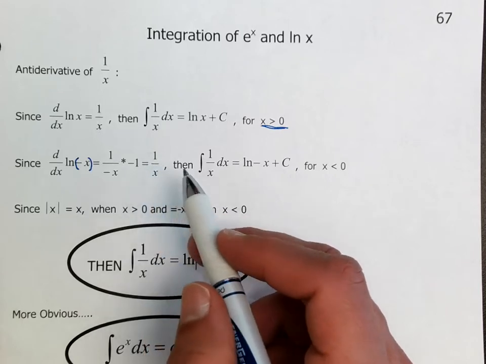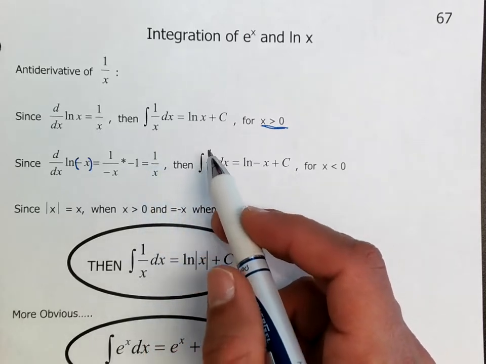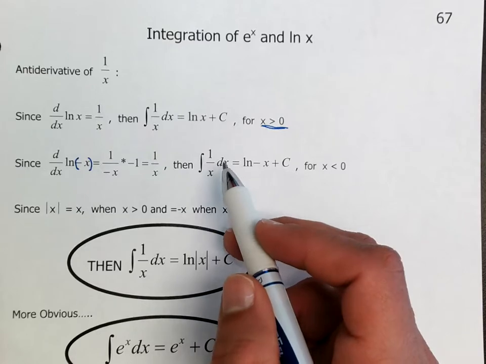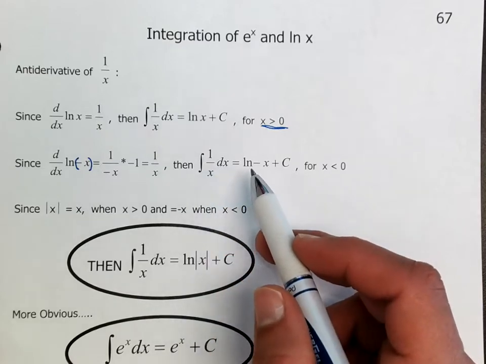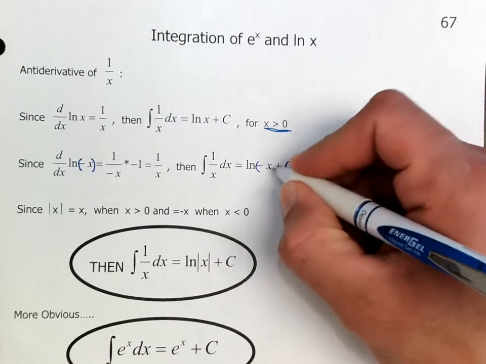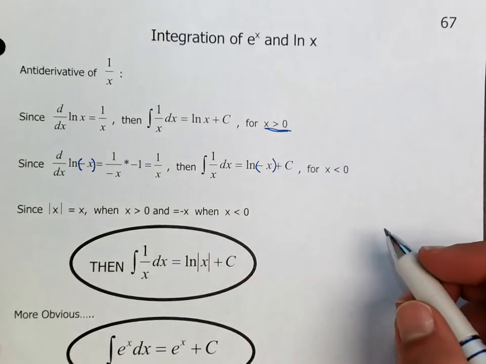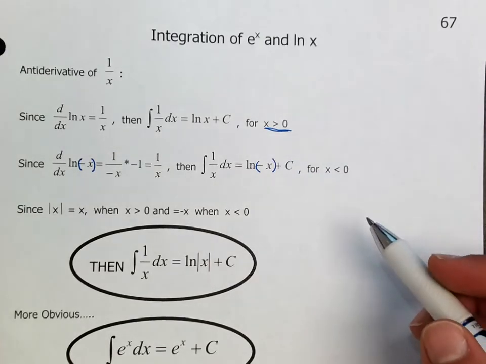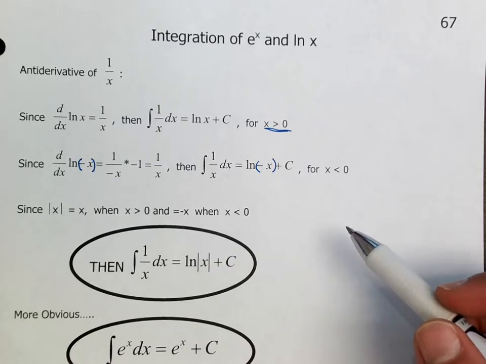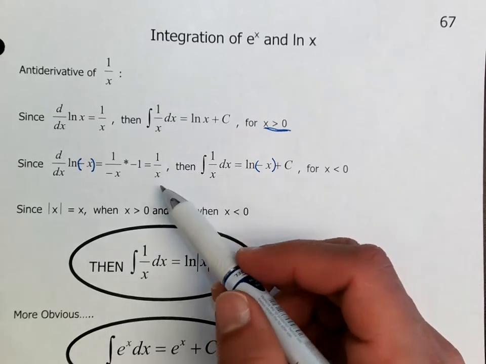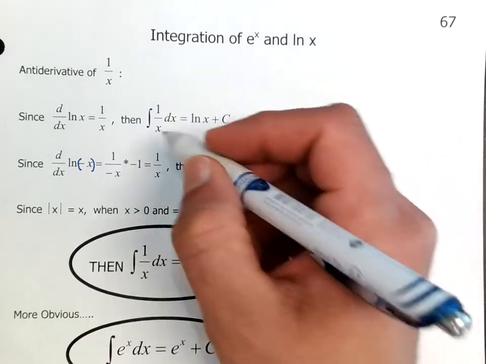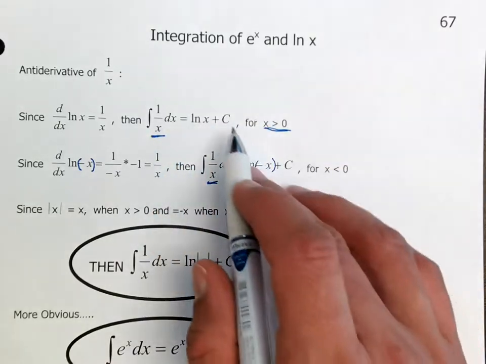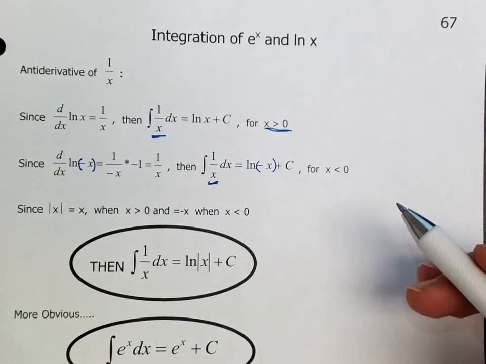Alright, so notice that the antiderivative of 1 over x dx can also be the natural log of negative x plus c for all x's that are less than 0. So notice that you get the same thing. You get the same thing no matter if you take the antiderivative of this or this, you can get both answers. Both answers are actually legitimate.